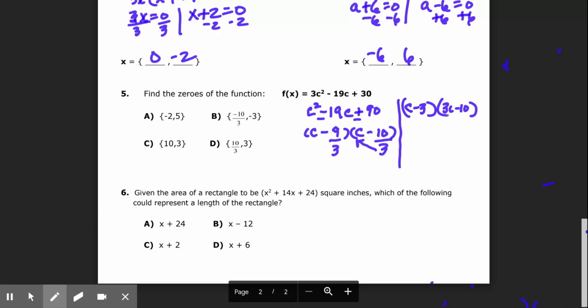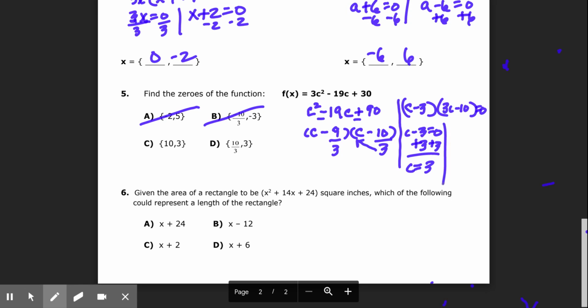Now we have to set each one of these factors equal to 0. So remember, they're just going to be the opposites. So if you do c minus 3 equals 0, we add 3 to both sides. So you're going to get c is a positive 3. So we can go through here and eliminate answer choice A and answer choice B.